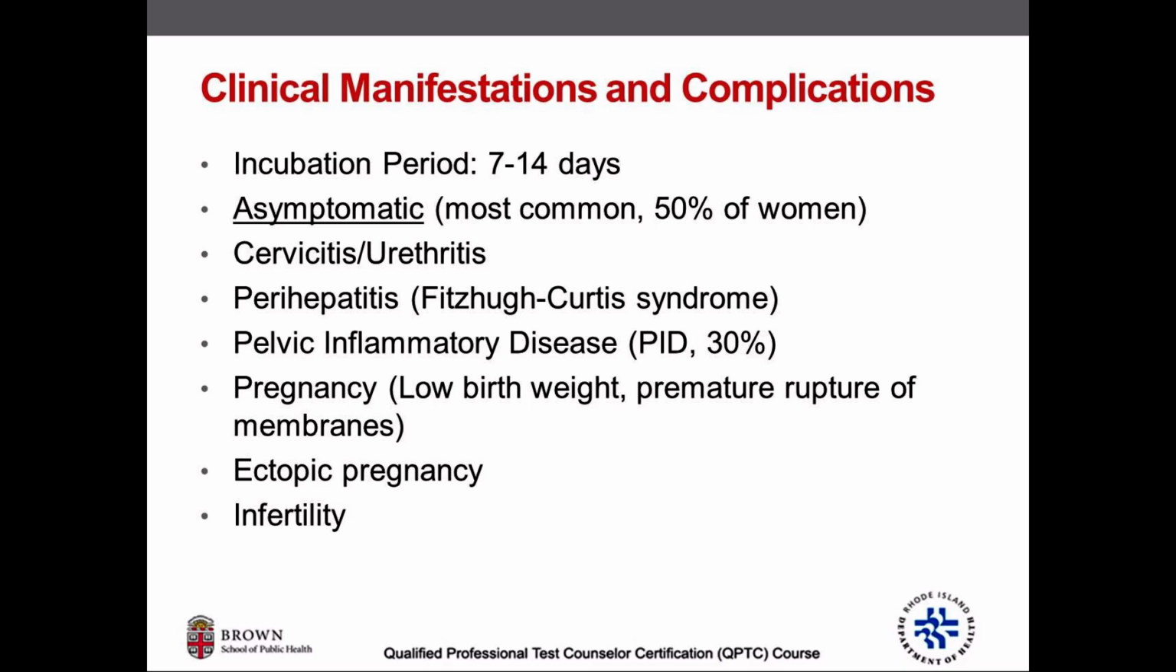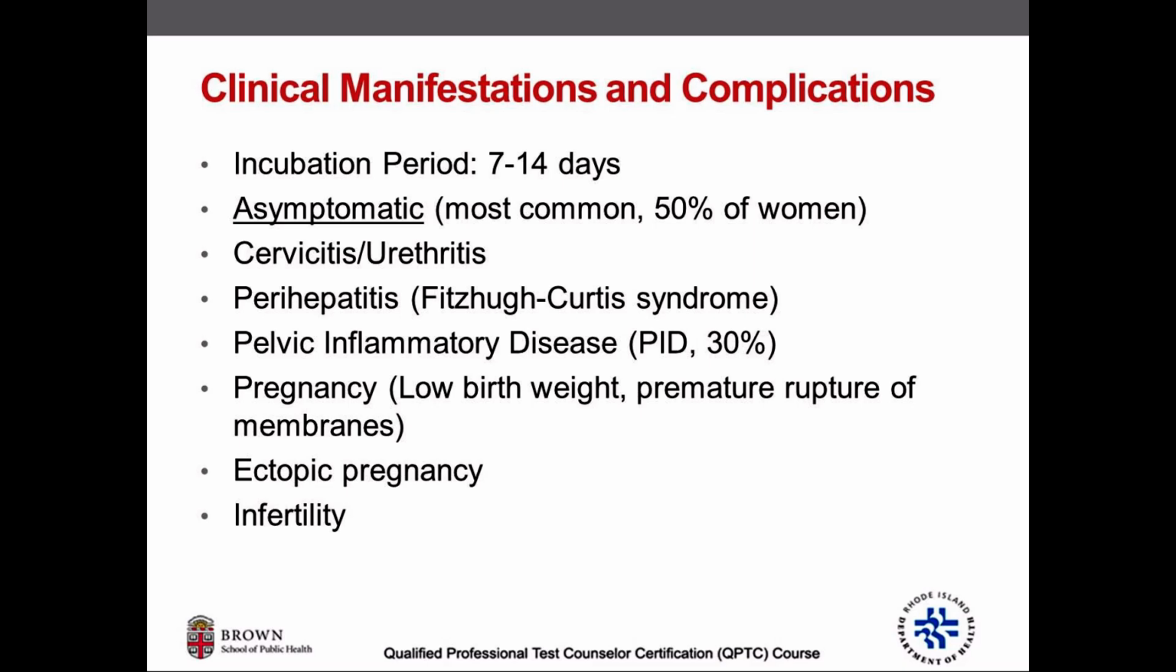The incubation period of chlamydia tends to be 7 to 14 days. This means from the time that you're infected to the time that you show symptoms tends to be upwards of 2 weeks. The most important thing is that most people tend to be asymptomatic. This means that they do not have any signs or symptoms at all. This is up to 50% of women and up to 90% of men.